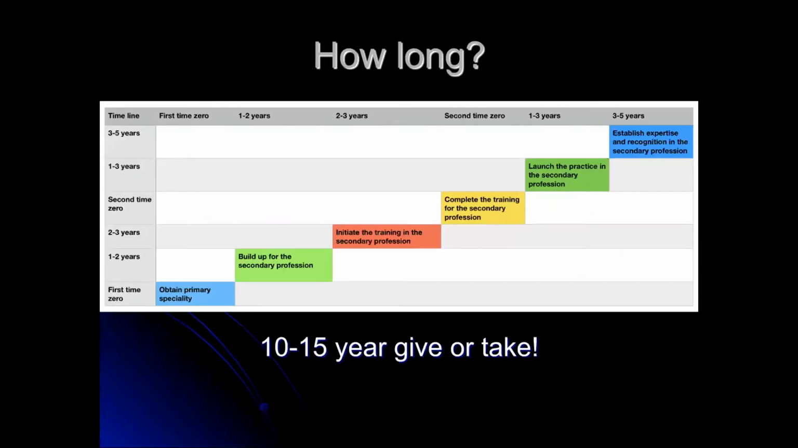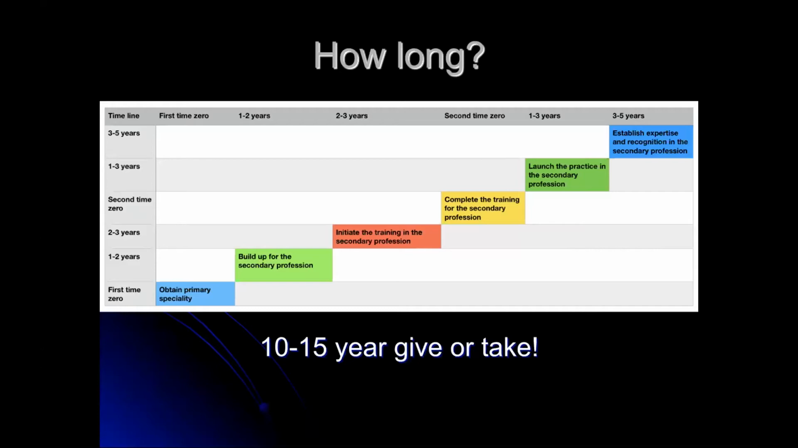Now, to put it in perspective, I actually gave this to one of my junior colleagues who's near finishing their training, and I just put it arbitrarily like this. So when you obtain your first degree, which is residency, for example, or medical school, then you have to build up for your second level of training. So that takes you about a year or two, then 2 or 3 years for real training.